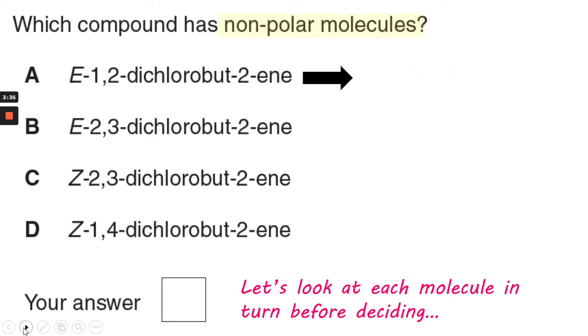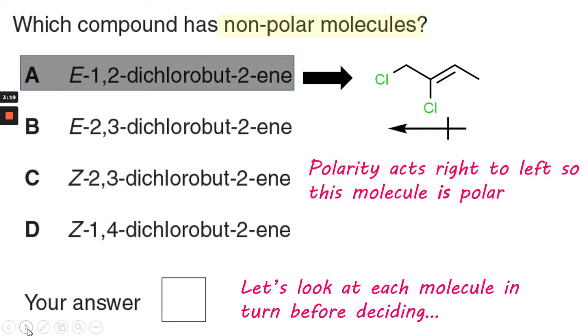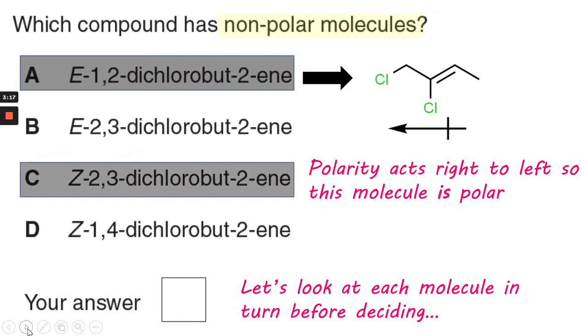Going for E-1,2-dichlorobutene, that's the structure. Because you've got polar bonds here and here, they tend to be situated to the left of the molecule, so therefore the direction of the dipole acts from right to left. So this is a polar molecule. That takes this out of consideration.